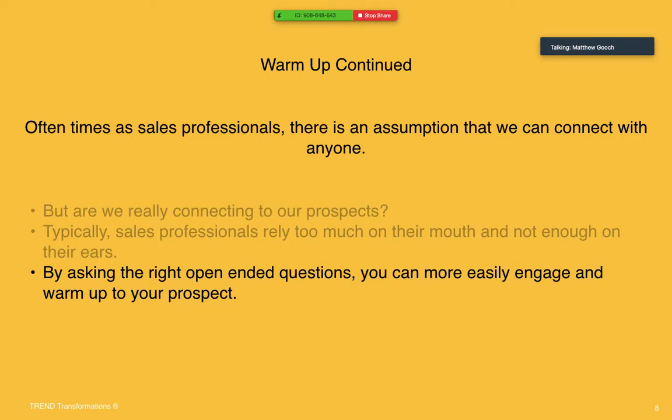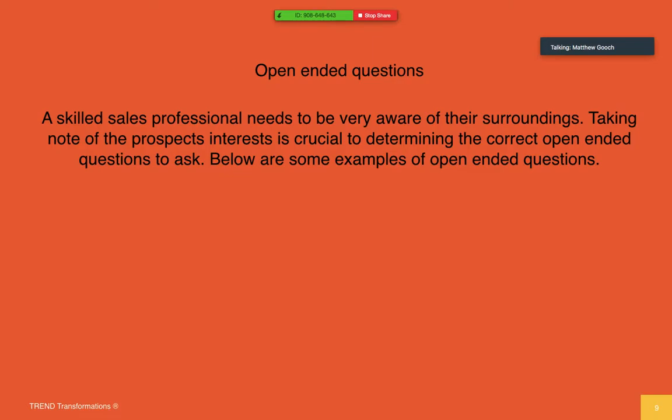So again, you observe, oh, they like cars. He's got some classic cars outside. I'm going to talk for 20 minutes about my connection to that. That's not really doing the job that you should be doing. So a skilled sales professional needs to be very aware of their surroundings.